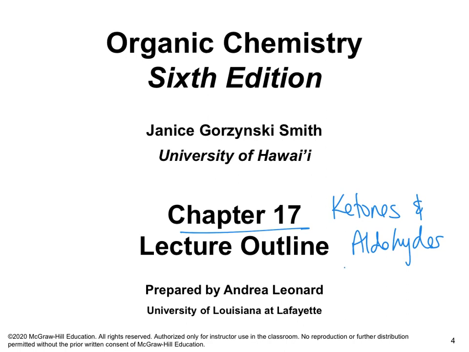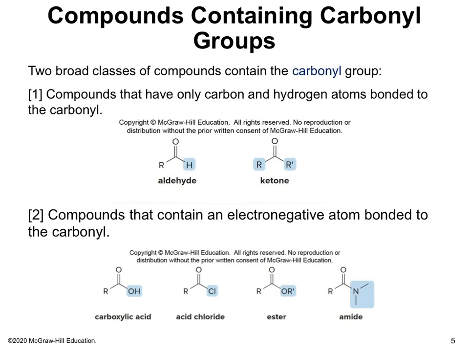So not only do we need to know how to synthesize these functional groups, we need to know the reactions where these are starting materials and they go to other functional groups. This is just showing you an aldehyde and a ketone. The R just means any carbon-containing chains. Carboxylic acids are also bonded to the carbonyl, and we'll talk about the carboxylic acid and their derivatives.